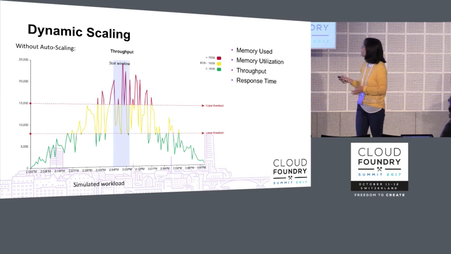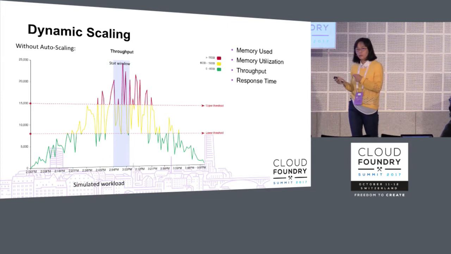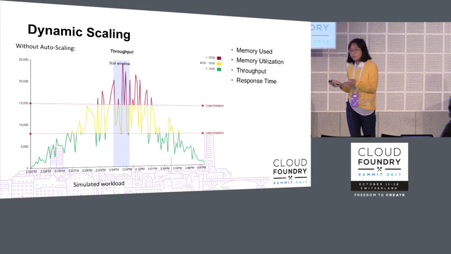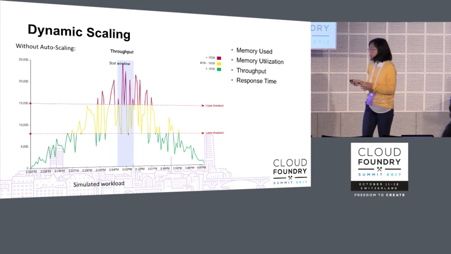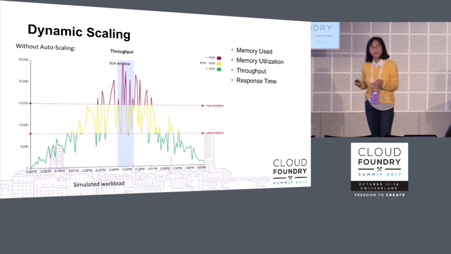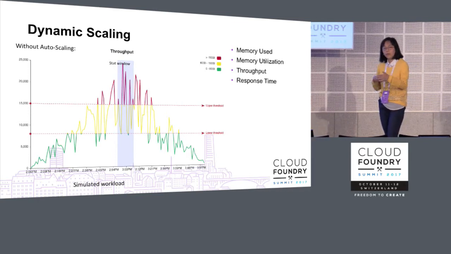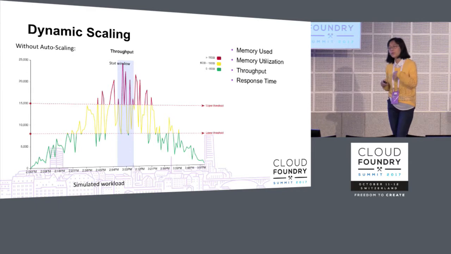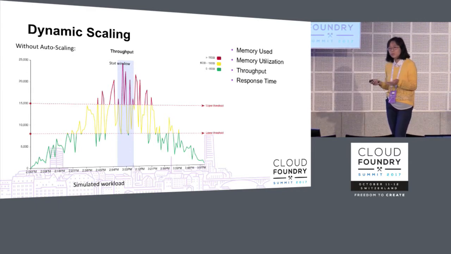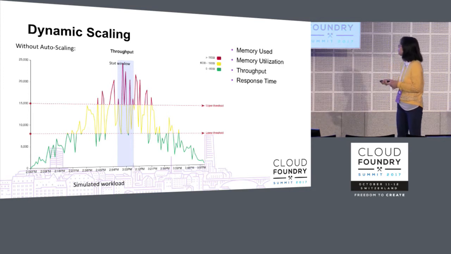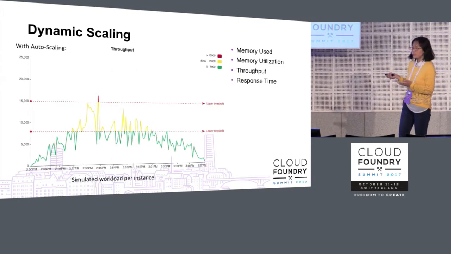Then we move the stat window a little bit and take another average to see whether it continues to breach. If the breach lasts long enough, we think, okay, it's time to trigger scale out. You need to add more instances to your application. And this is the result.